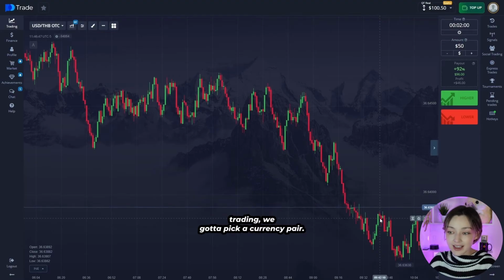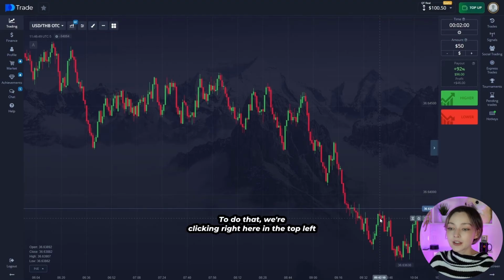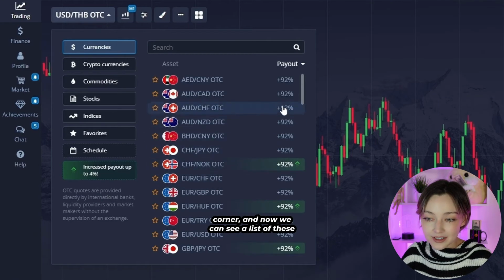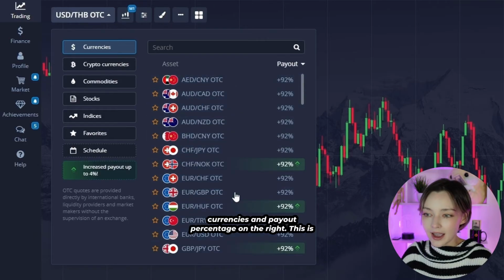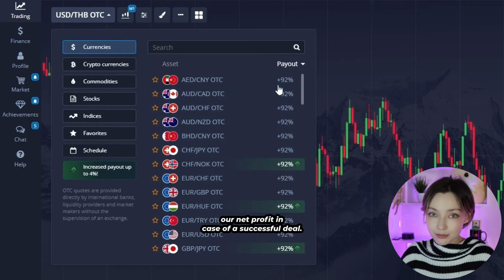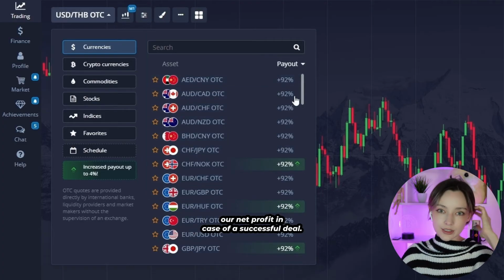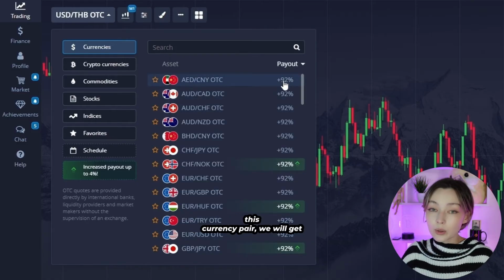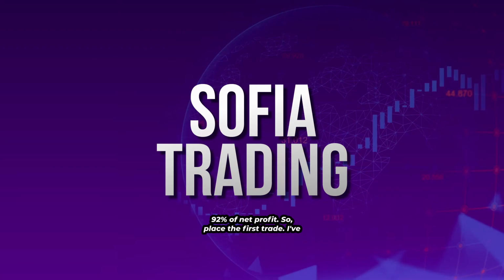Before we get to trading, we gotta pick a currency pair. To do that, we're clicking right here in the top left corner, and now we can see a list of these currencies and payout percentage on the right. This is our net profit in case of a successful deal. For instance, if we close a trade in profit within this currency pair, we will get 92% of net profit.